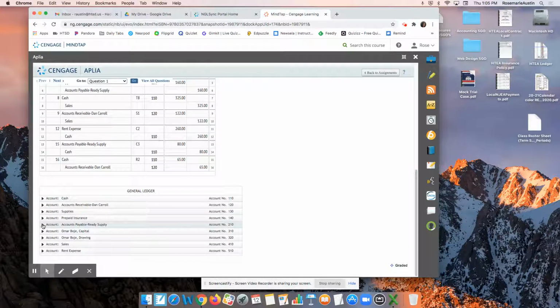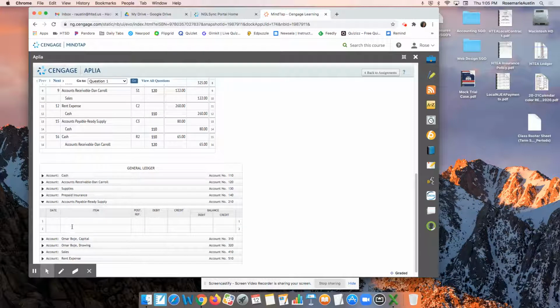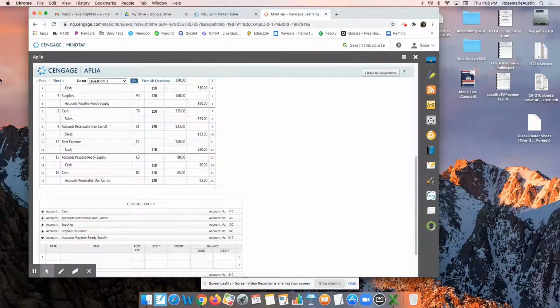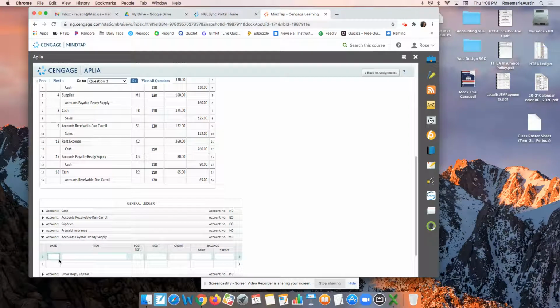Okay, accounts payable for Ready Supply. We'll open that up. We're going to look for two transactions here. I can see one, two. Here we go. On April 4th, accounts payable Ready Supply, it looks like we have a credit of 160. Let's add that in first. April 4th, and we're getting this from General Journal page 1. It looks like there is a credit of 160. We're going to bring that over to the balance column as well.